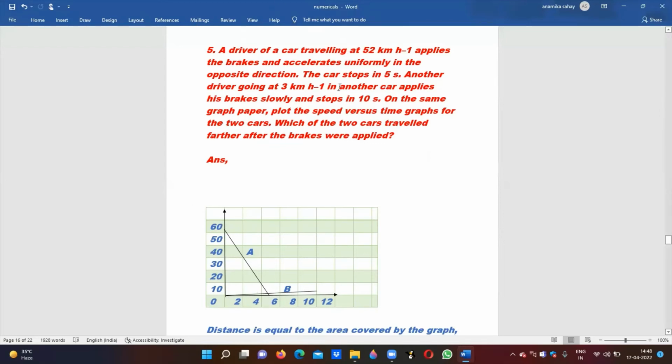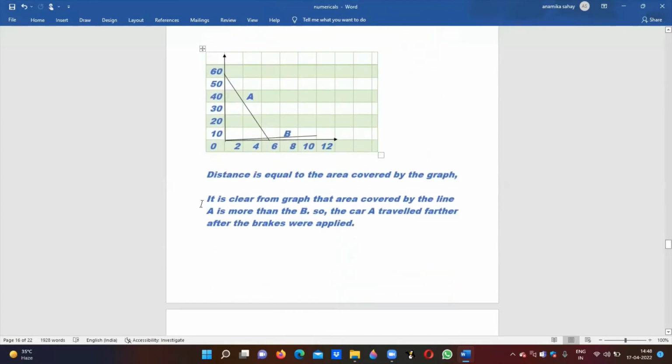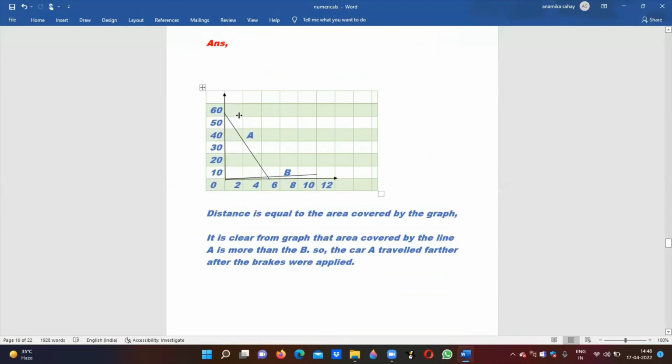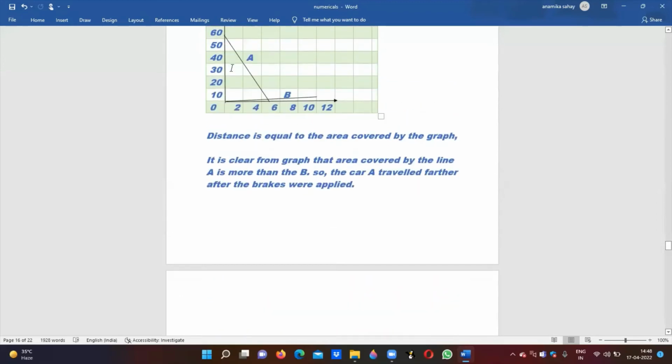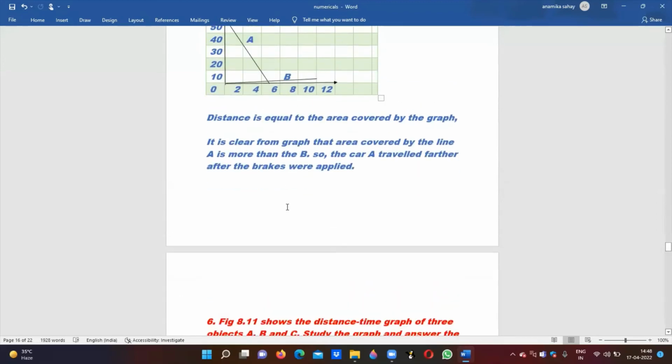So this kind of graph we will make. For another car, at the start initial velocity is 3 km per hour. So initial velocity maybe it will be here, right? And then it will go to 0 like this. The graph will be like this, and it is clear from the graph that the area covered by the line A is more than B. So of course car A traveled farther after the brakes were applied, because earlier we have seen that the area covered says about the distance, right? Because it is a speed time graph, so the area will say about the distance.